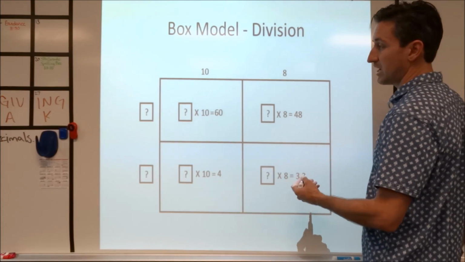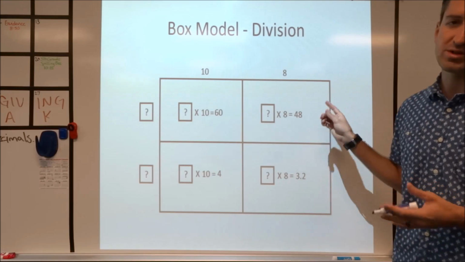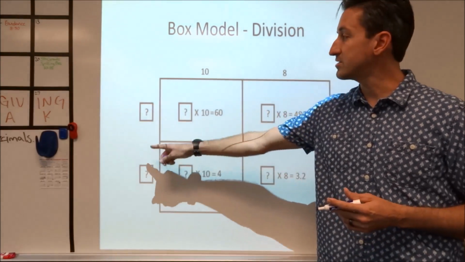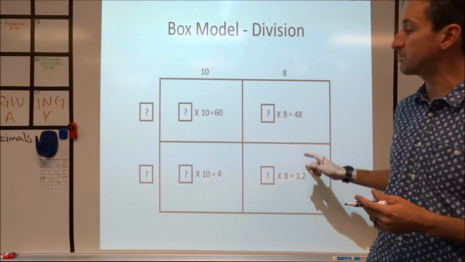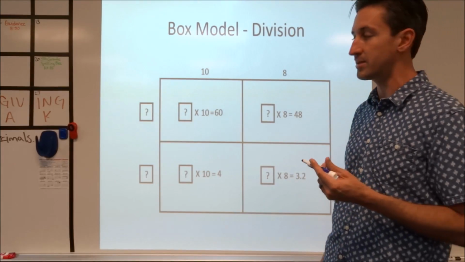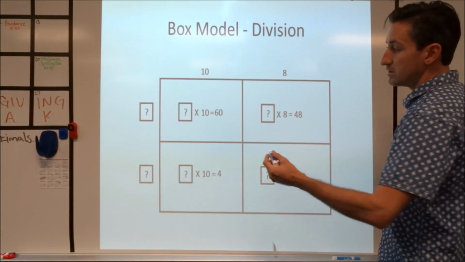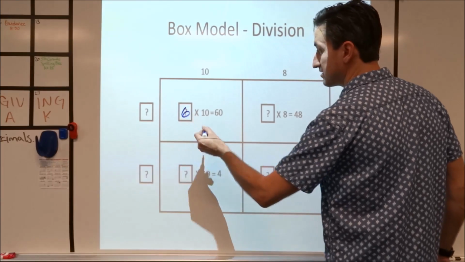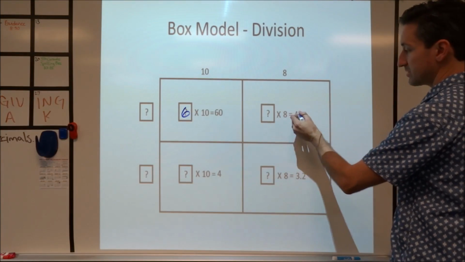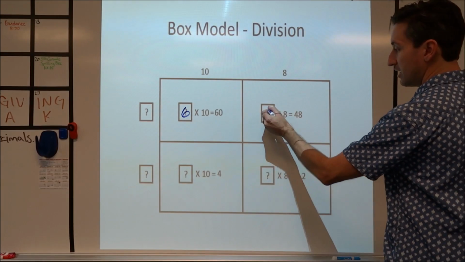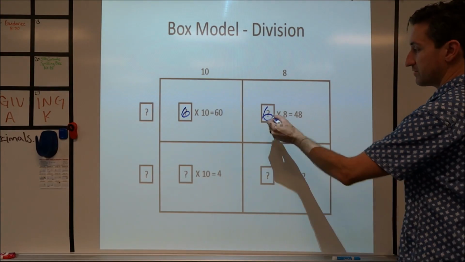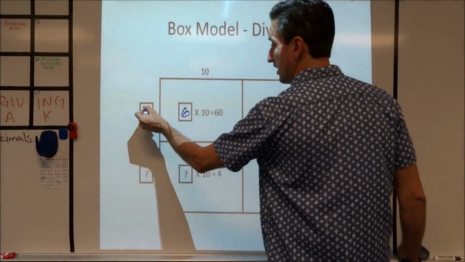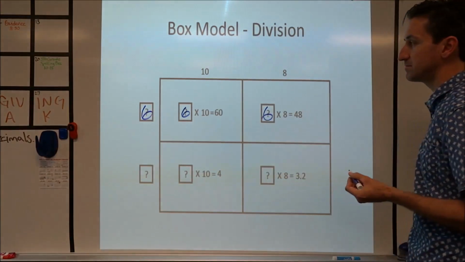So the first section we have, this is a lot like multiplying with boxes, where we take our factors over here times our factor up here, and it gives us our product in the middle when we add everything together. So something times 10 equals 60. I know that's 6. Something times 8 equals 48. I know that is also 6. So if this is 6 and this is 6, knowing what we know about multiplying with boxes, I know this is also going to be 6.